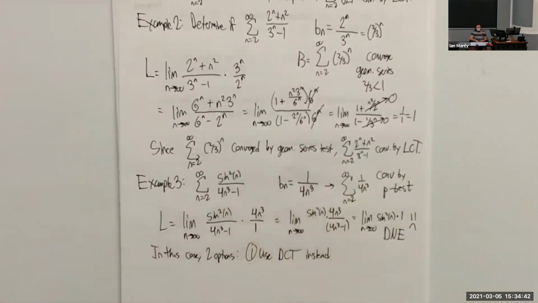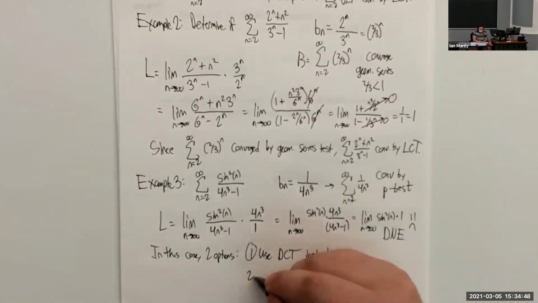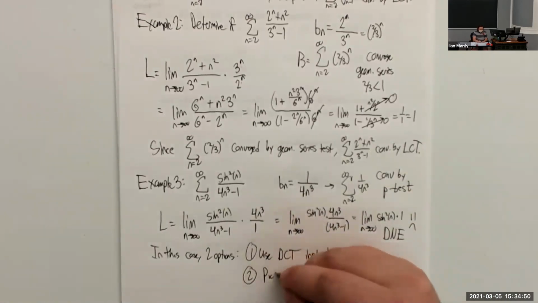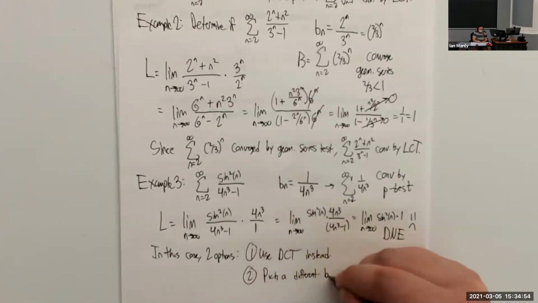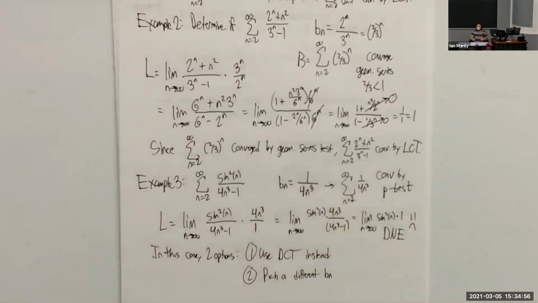Oh, no, wait, I'm sorry. No. It goes the wrong way for this. Yeah, so direct comparison wouldn't actually be that great for this. Or two, you could pick a different BN. So sometimes what's the quote unquote obvious BN here is a little bit different than what we see.